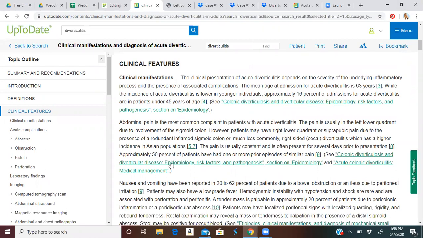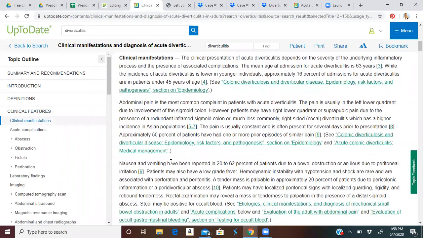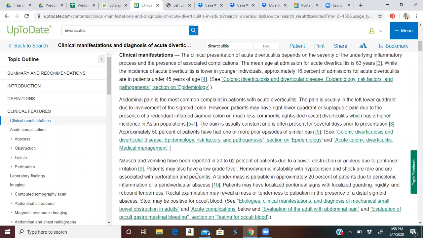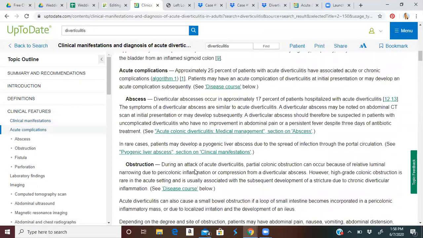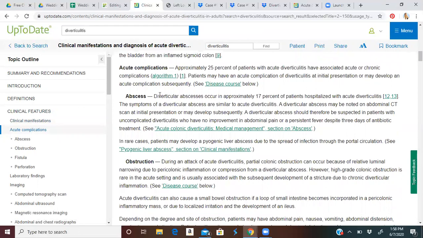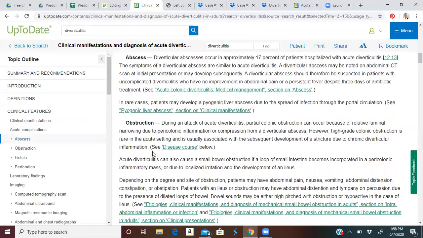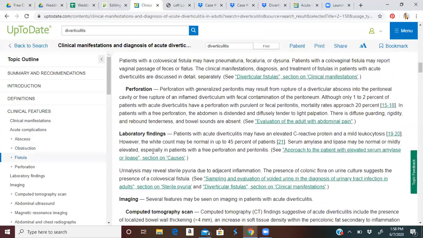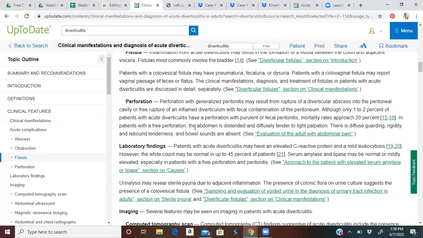And so this UpToDate article is a good starting point for some clinical features of diverticulitis. If you remember, diverticulosis is a disease that's not acute in nature, and people can have diverticulosis and not need urgent treatment or workup. Diverticulitis is the inflammation or infection, most of the time, of the diverticula. That is a more acute condition, as we can see with our patient's presentation. If we think of some acute complications of diverticulitis: abscess, which our patient did have, obstruction, fistula, and perforation. These can be pretty serious, and they can get pretty serious pretty quick.